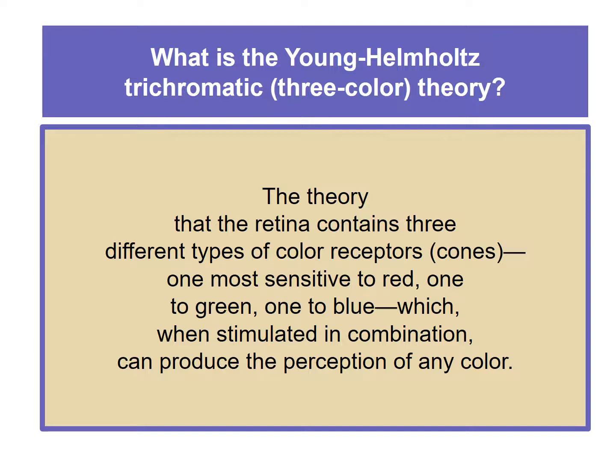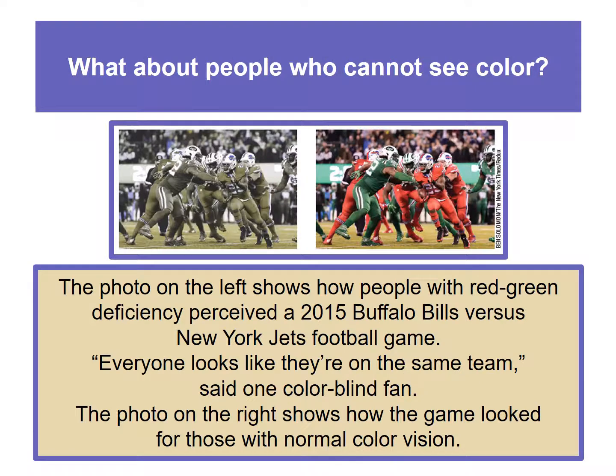The Young-Helmholtz trichromatic theory, tri meaning three, chromatic meaning color, is the theory that the retina contains three different types of color receptors, or cones. Color receptor is a cone. One is most sensitive to red, one most sensitive to green, and one most sensitive to blue, which, when stimulated in combination, red, blue, and green, can produce the perception of any color.